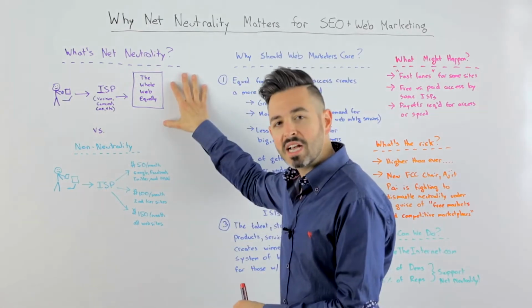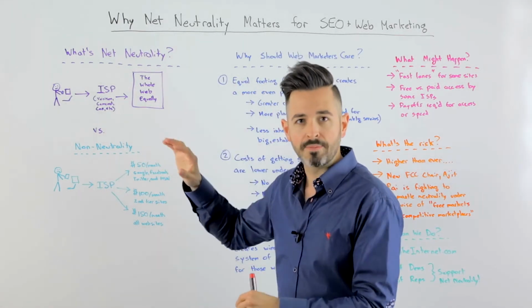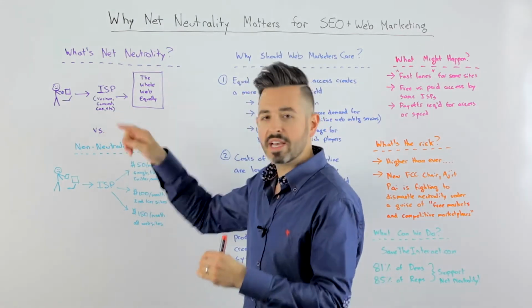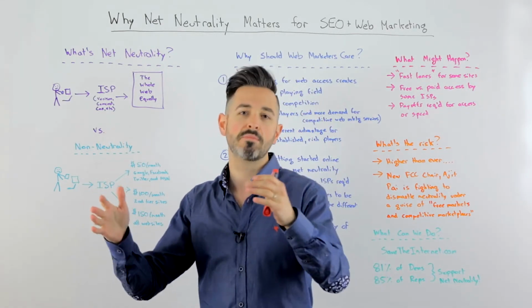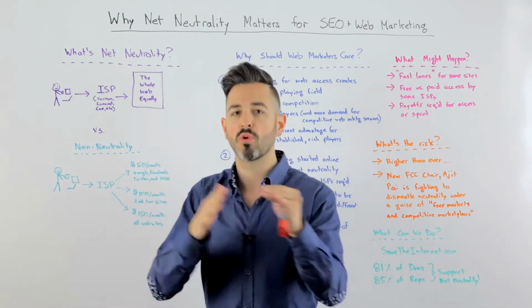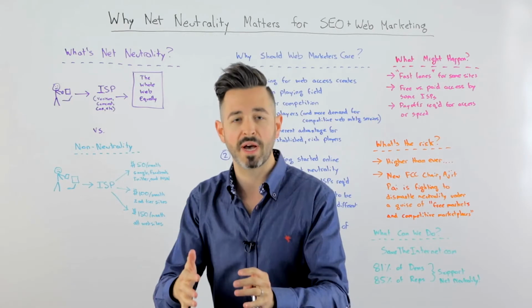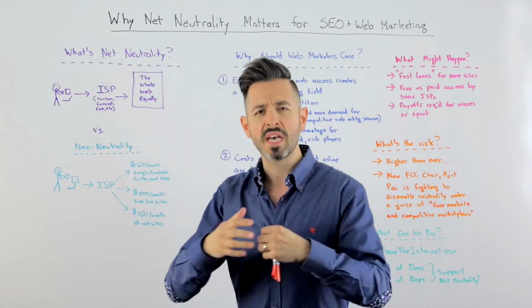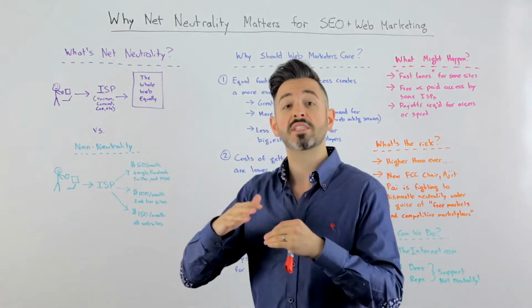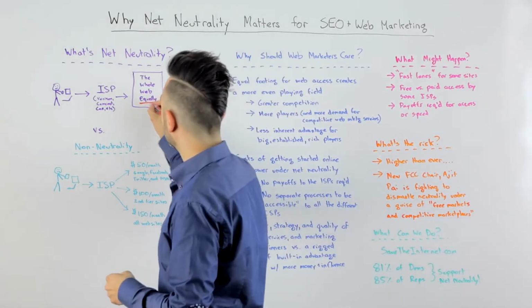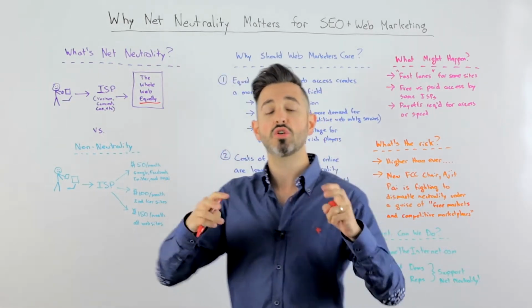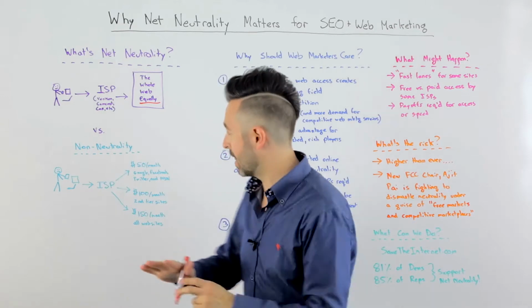You essentially can get access to the whole web equally, meaning that these ISPs are not regulating download speed based on someone paying them more or less, or based on a website being favored by them, or owned by them, or invested in by them. Essentially, when you get access to the web, you get access to it equally. There's equality and neutrality for the entire internet.